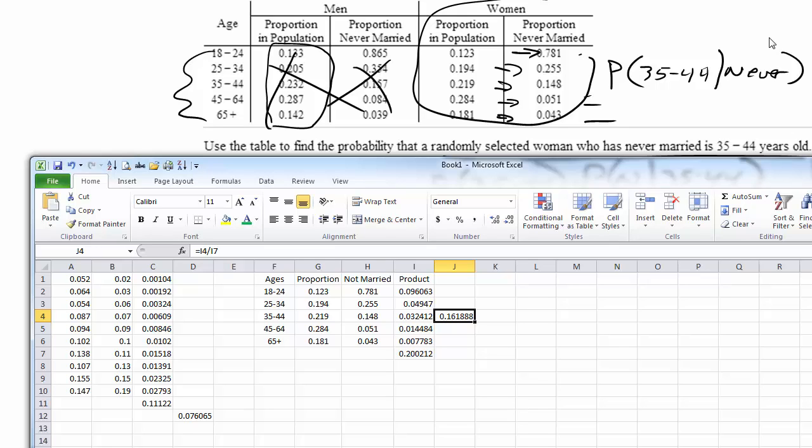That's the last tip I want to show you guys on how to use the formula. Use the trees. The trees are very helpful to see what's going on.